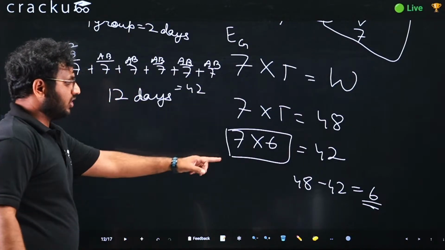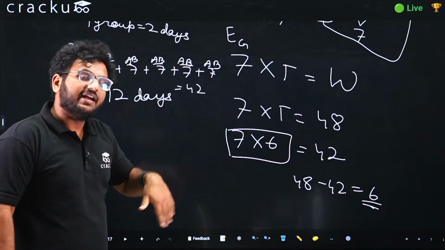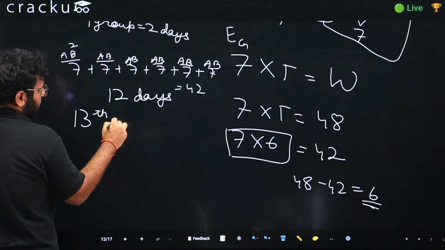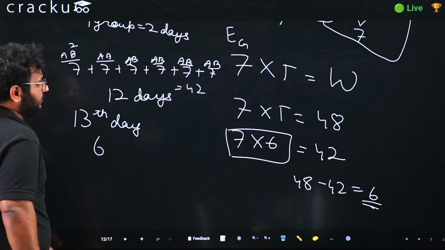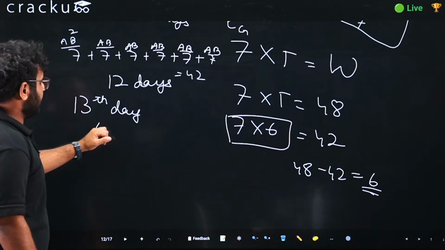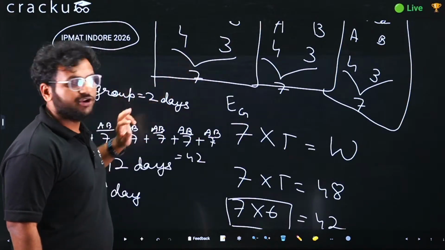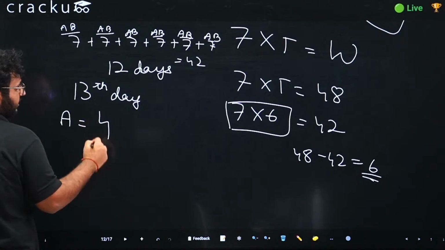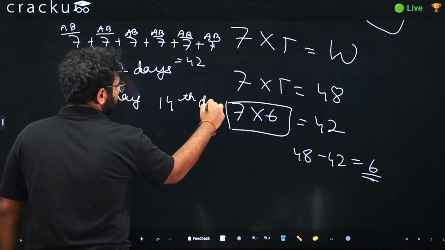Now the remaining work is 6 units. In the last group B worked, so now A will come again. On the 13th day, A will work. A works 4 units, so A will work for 4 units. Now on the 14th day, B will come.